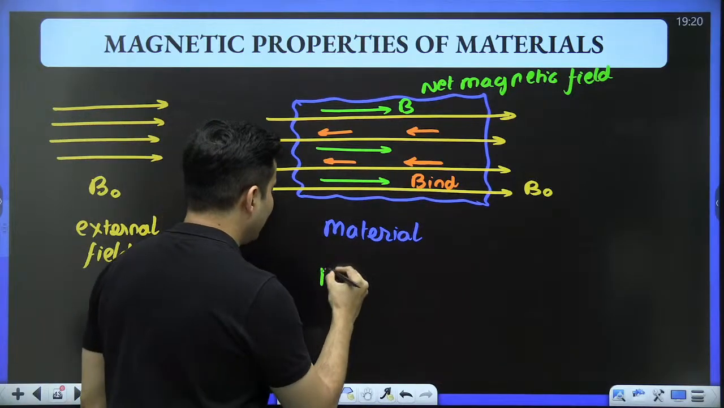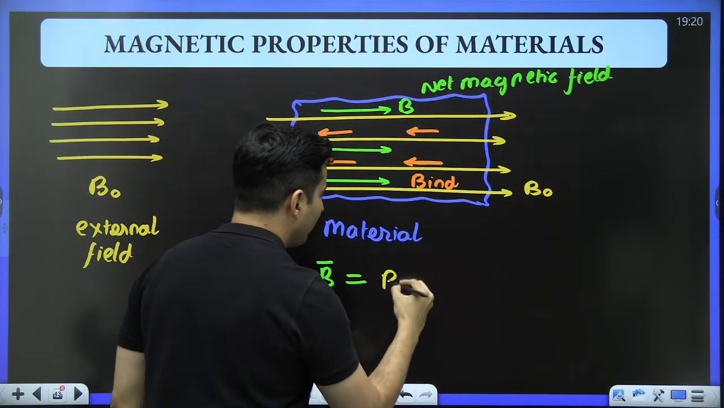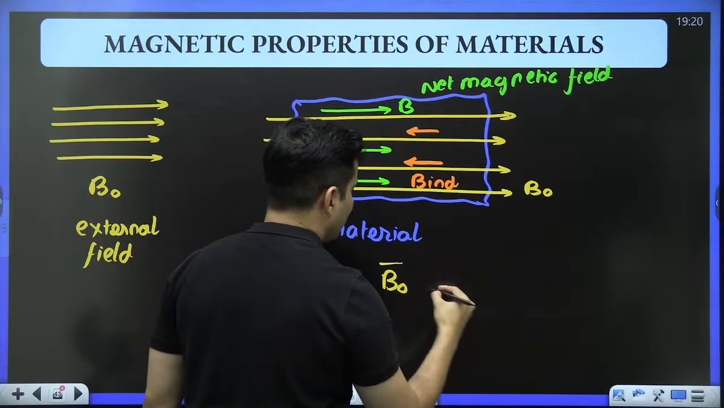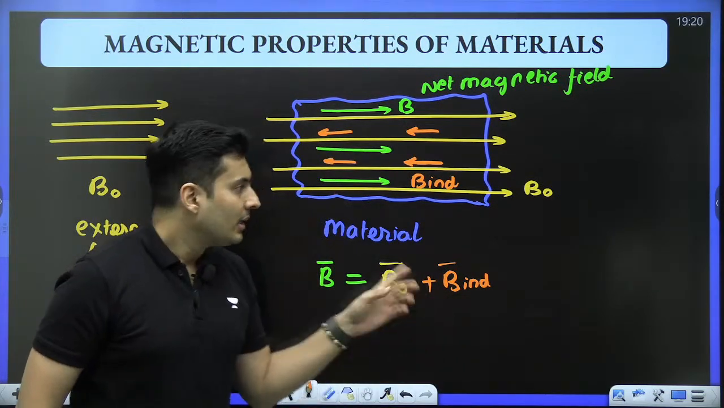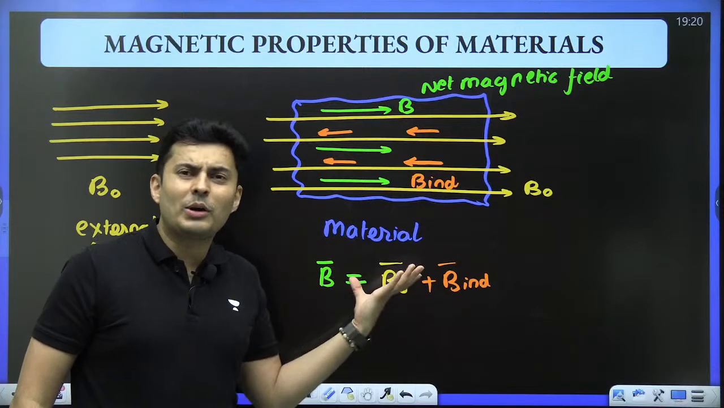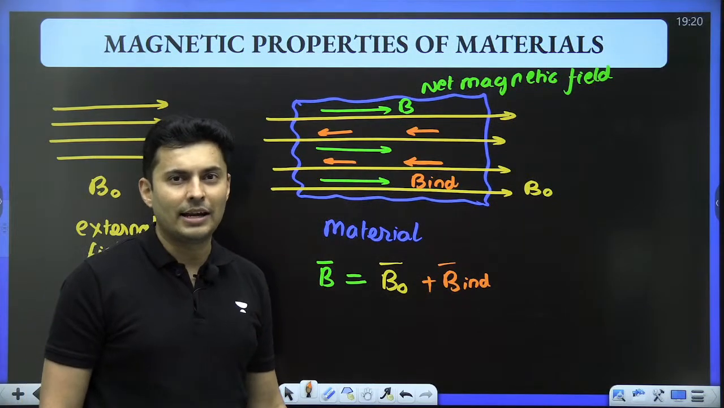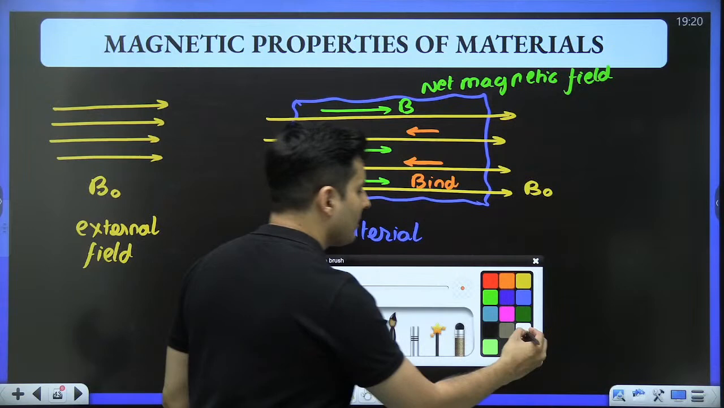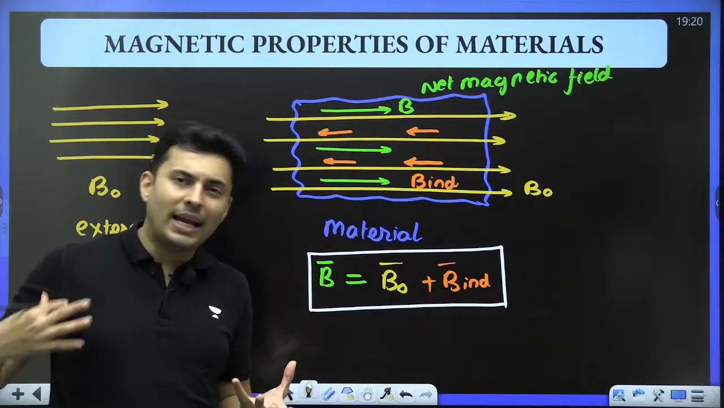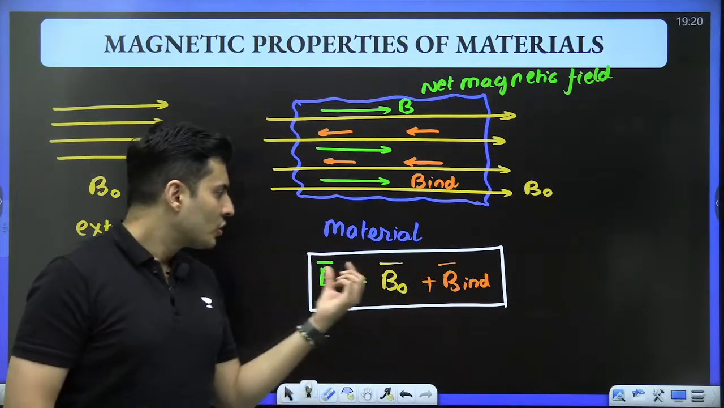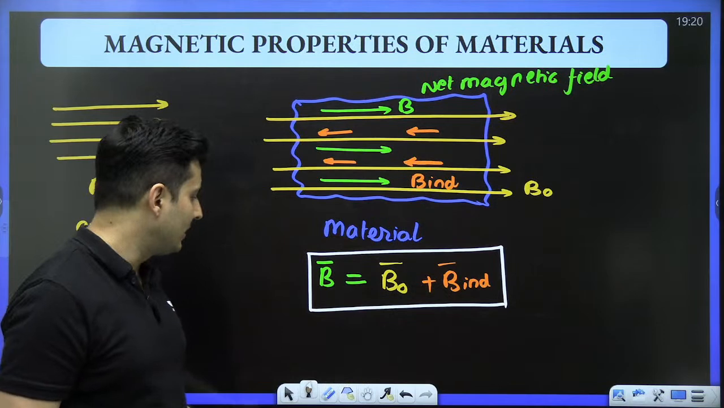So, this is how I'll write it down. The net magnetic field will be the complete vector addition of your external field plus the induced field. Remember, I have put a bar symbol, so that's why there is a plus sign. If I do not put a bar and I only talk about magnitudes, then it will be plus or minus depending on the directions. This is a very, very important relationship that everybody must know. The total magnetic field is the combined effect of the external field and the induced field. So this field can be more than this or less than this depending on whether they are in the same or in the opposite directions.